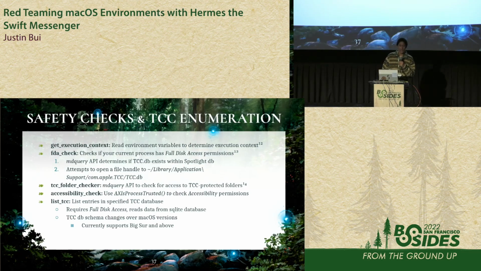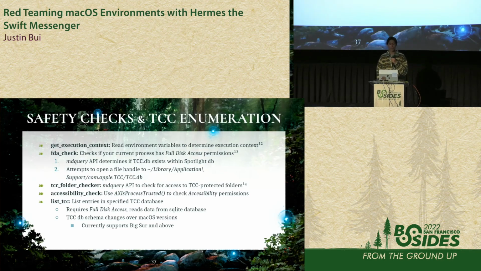The last kind of check we have is the accessibility check. This uses the AXIsProcessTrusted to check for accessibility permissions. Big shout out to Dazzle Spy Malware, which introduced me to this technique, and my coworker, Chris Ross, who basically reverse engineered that malware and identified this safety check. And so I was able to add it to Hermes.